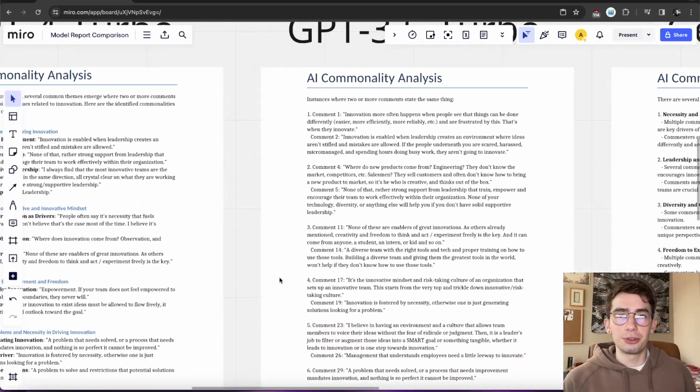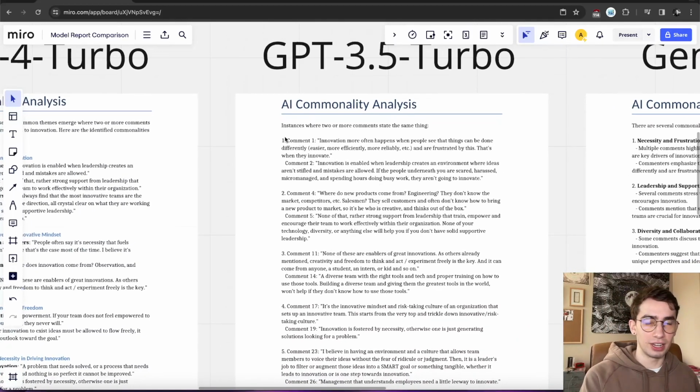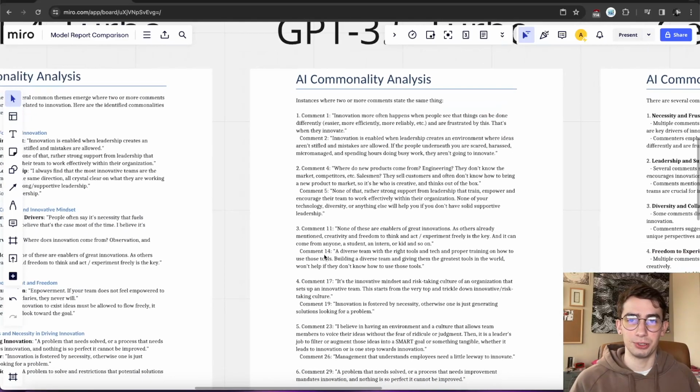A little bit of a different approach was taken by GPT 3.5 Turbo. It pretty much said instances where 2 or more comments state the same thing, and then decided to try and group them together. So it was actually able to pull from the index that I had with the comment and label them as such.